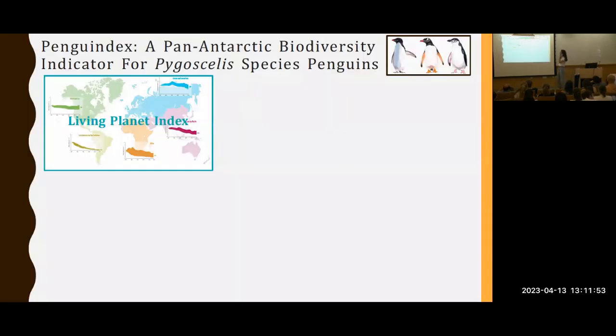Okay, so I'm Emma. I work with Heather, I'm from AMS, but I work in community and IACS. I'm going to talk about the penguin index, which is the biodiversity indicator for Antarctic penguins that we developed. So this is the Living Planet Index.